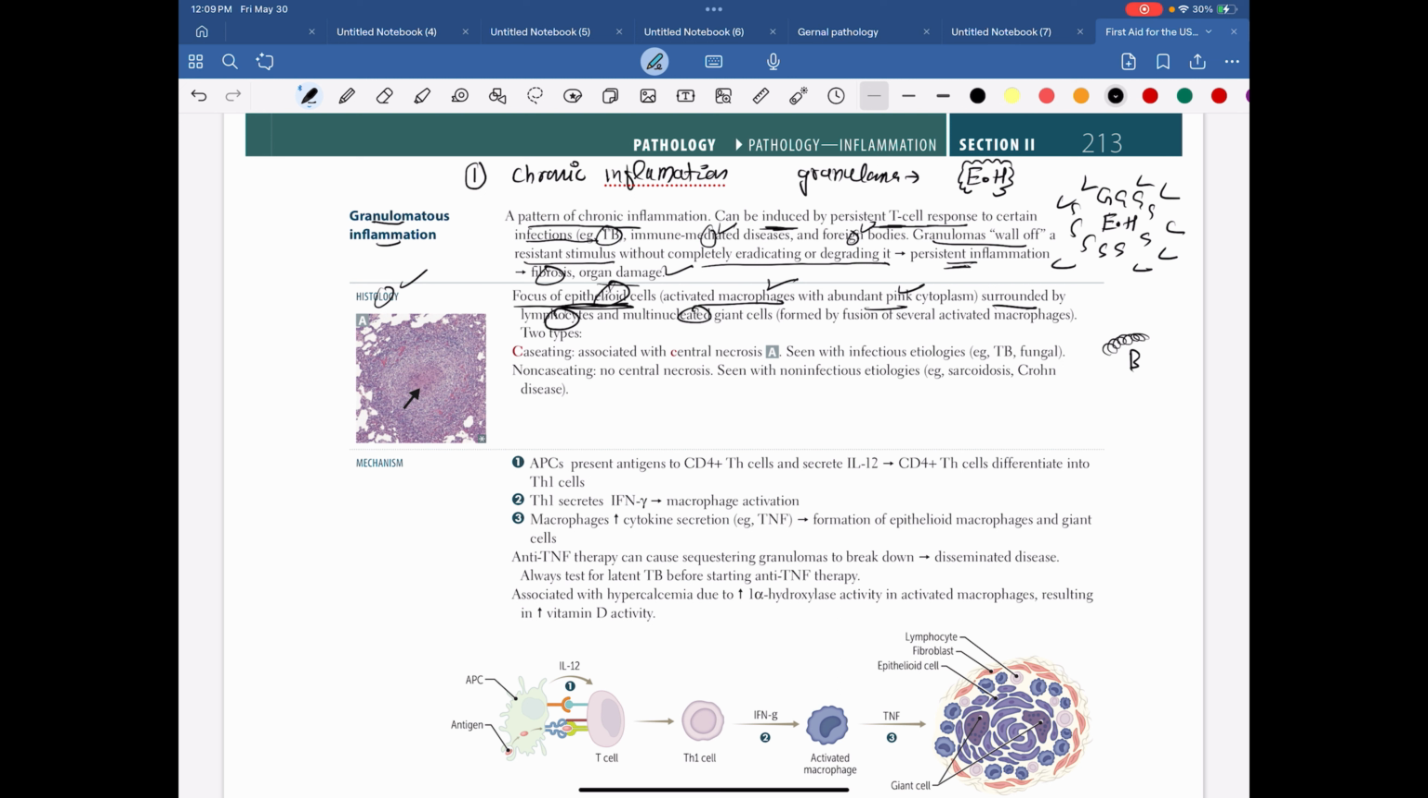And they can ask you in the exam, what are giant cells? So basically, when a lot of activated macrophages combine with each other, it will lead to the formation of giant cells. So please keep this in mind.